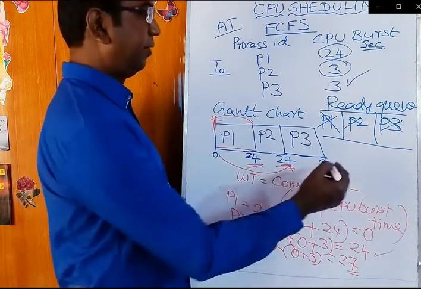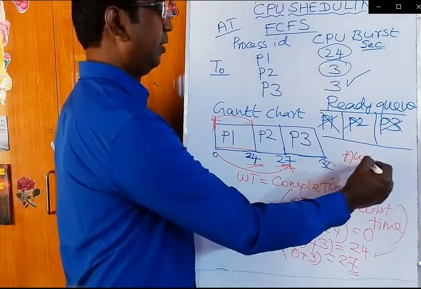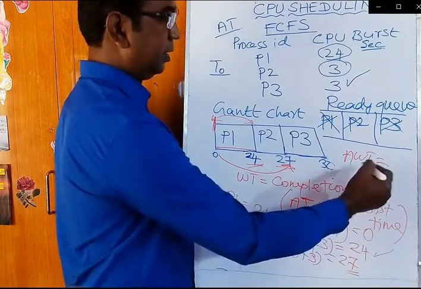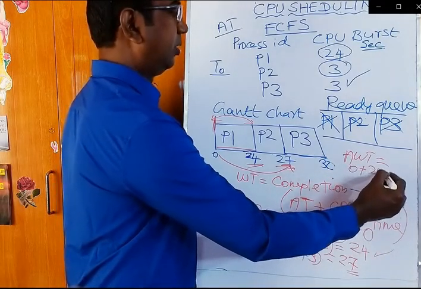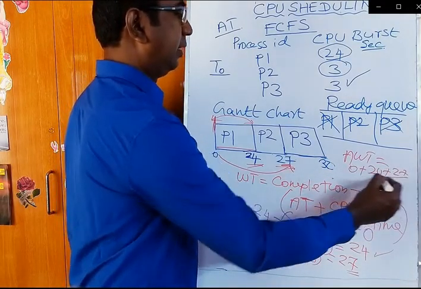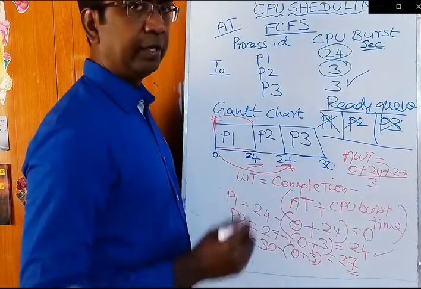Now what is the average waiting time? Average waiting time equals 0 plus 24 plus 27 divided by 3. That's all. Check out the answer.